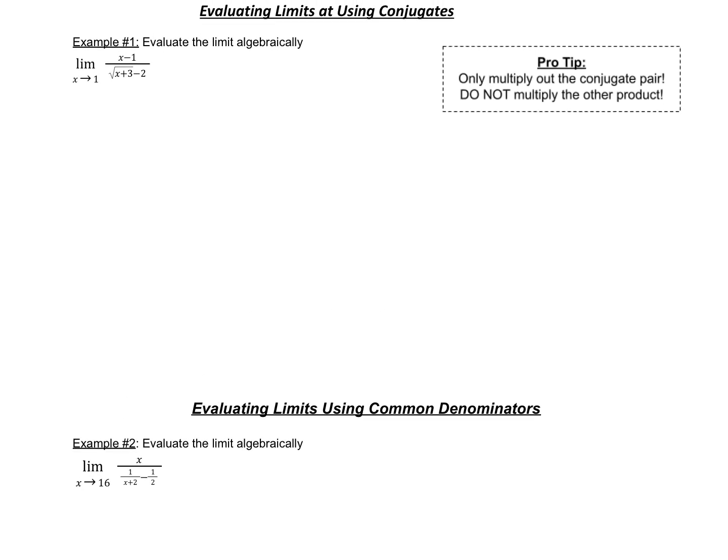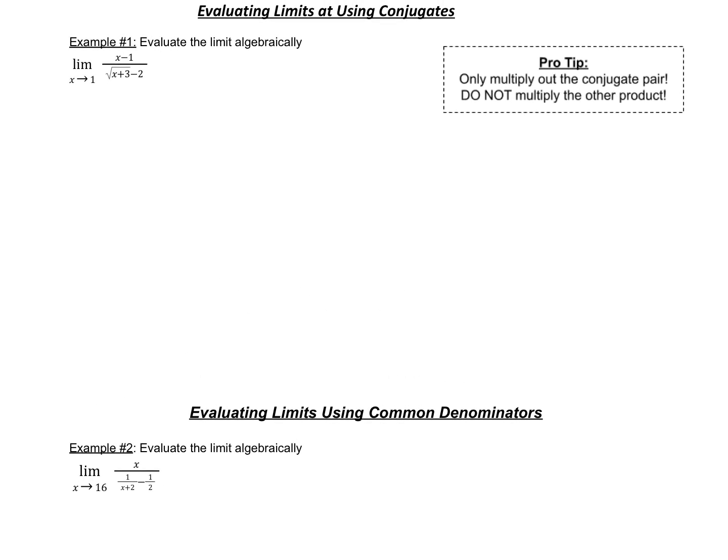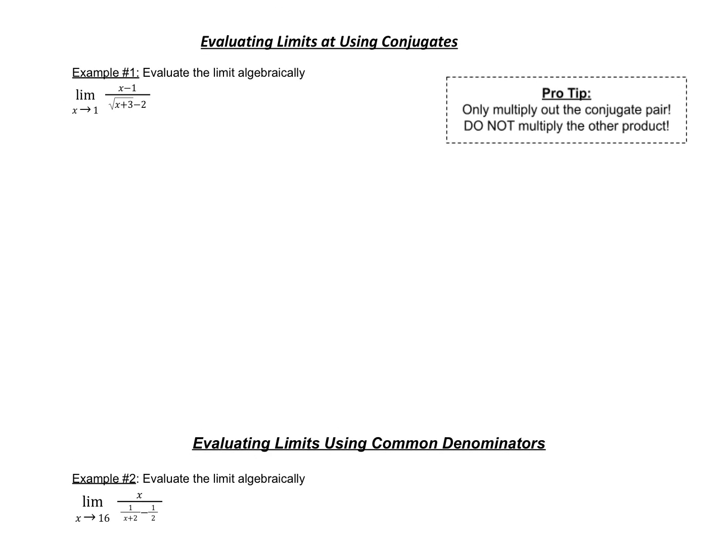Okay, so here we go. Let's apply this stuff now. So what we need to do here is evaluate a limit using conjugates. So when we evaluate limits algebraically, we are always, always, always doing direct substitution first. That's never going to change. So everywhere we see an x, we're going to plug in positive 1.